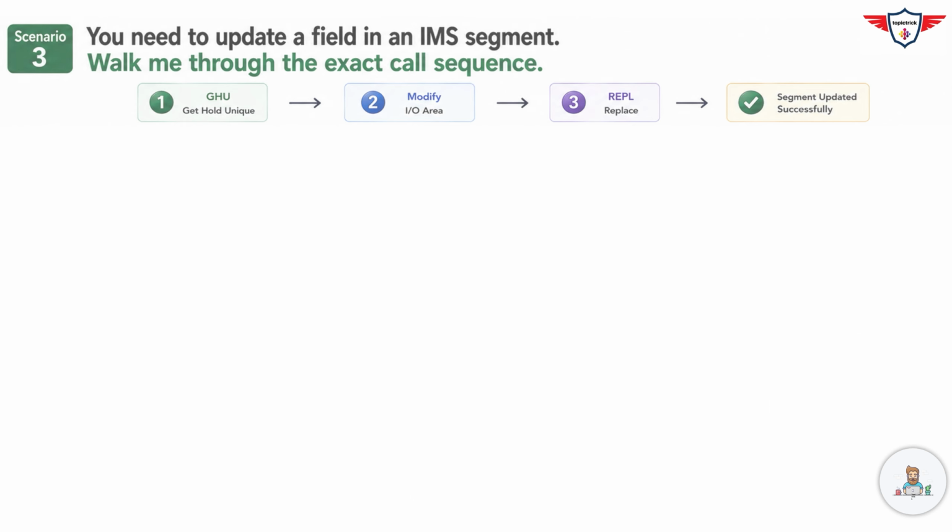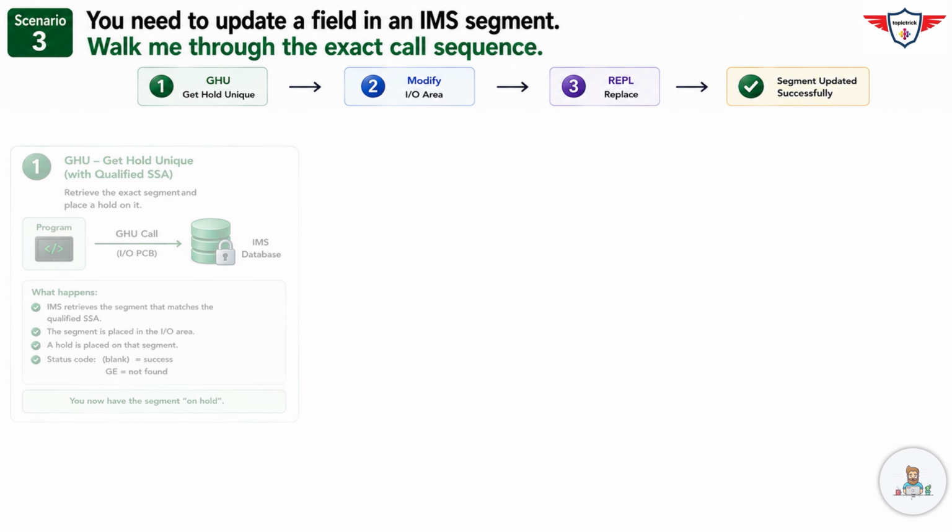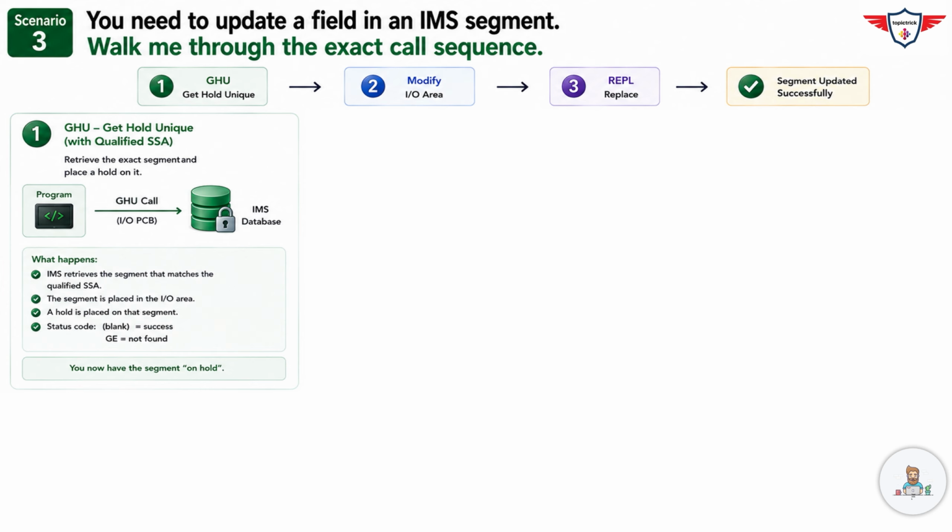Now let's move on to our next question: you need to update a field in an IMS segment. So walk me through the exact call sequence. This question is to test whether you truly understand the hold mechanism. So the very first step is that you will issue a GHU call, that is Get Hold Unique, with a qualified SSA. That means to identify the exact segment you want to update. When you issue this call, IMS will retrieve the segment into your input output area and place a hold on it.